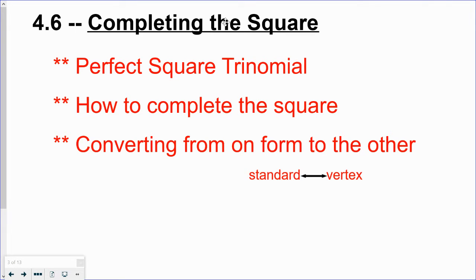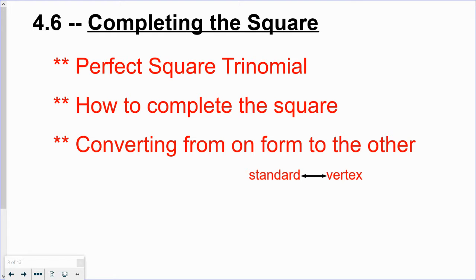Okay, here we go with completing the square. This is what we've been working on right before Thanksgiving. I just want to make sure I have a video available for you guys to look at. This is the same stuff that we covered in class both Monday and Tuesday, and we'll go through this.